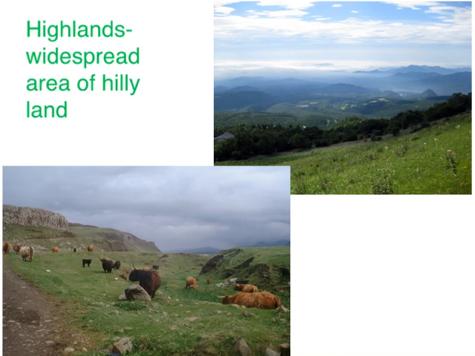And finally, we have highlands. Highlands are widespread areas of hilly land. It's kind of like the opposite of a plain. So widespread again means that they can cover large areas, but instead of being flat like a plain, highlands are hillier. They're not mountains, but they're not flat either. It's kind of in between, and they're hilly.